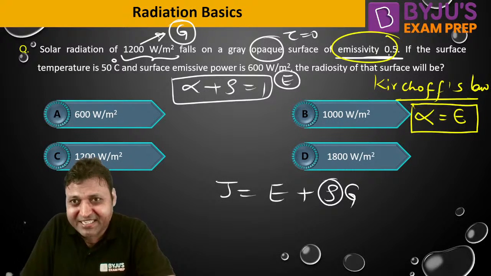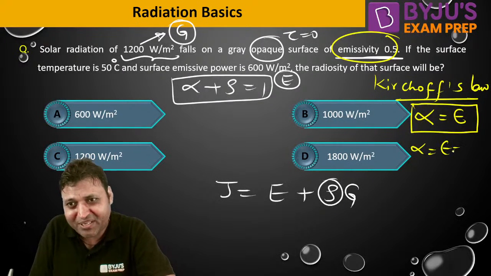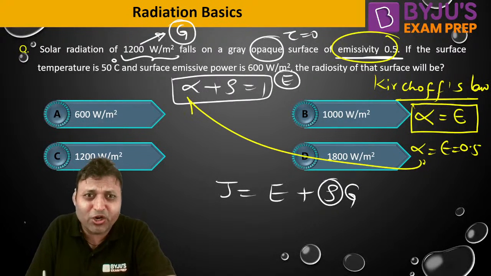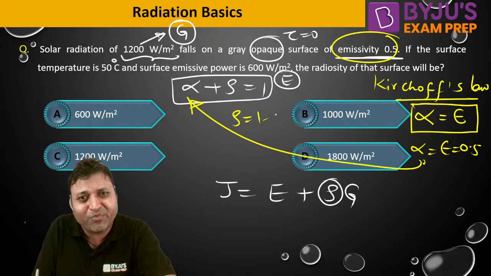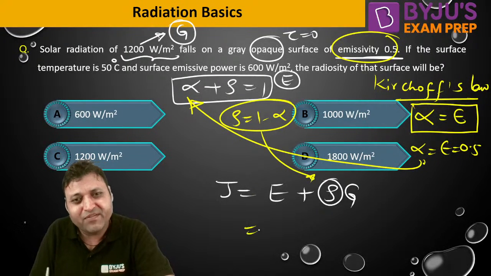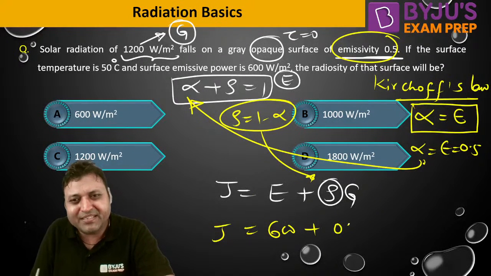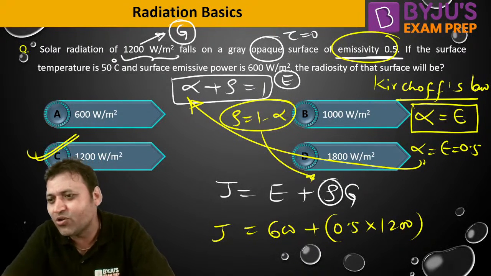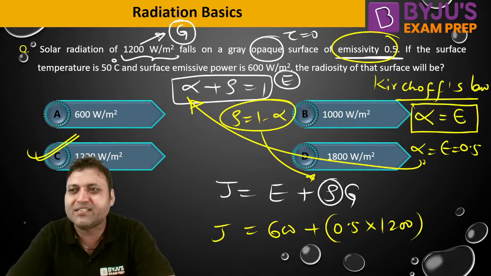So emissivity is given. Can we say alpha is equal to emissivity is equal to 0.5? And if alpha is equal to 0.5, rho can be calculated. That is 1 minus alpha, and that is also 0.5. So the radiosity of the surface is 600 plus 0.5 into 1200, which will give you the answer. So what is the correct answer? It is also option C.